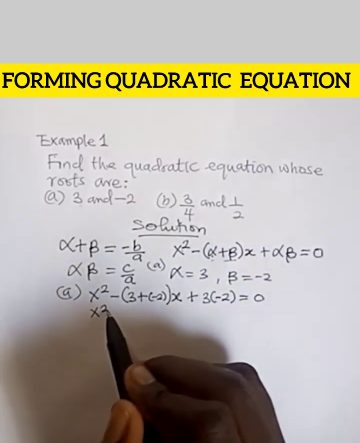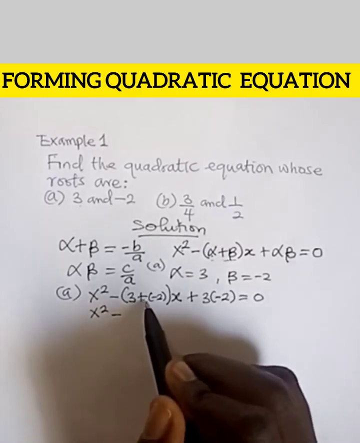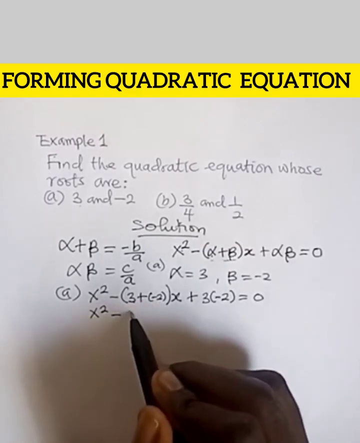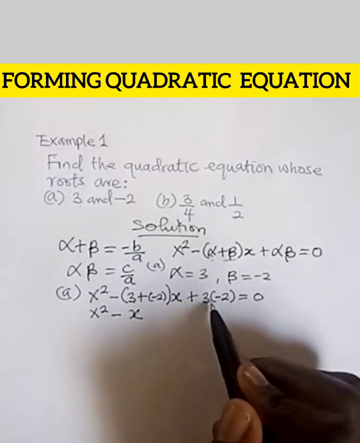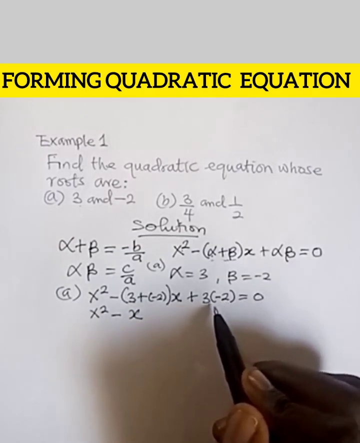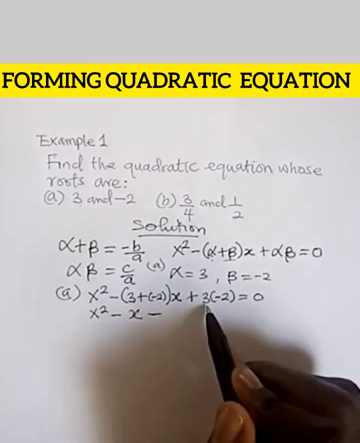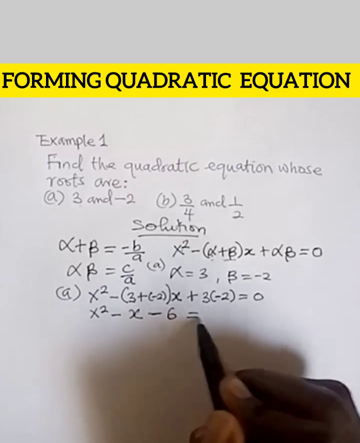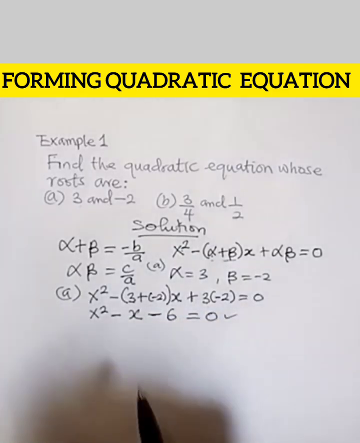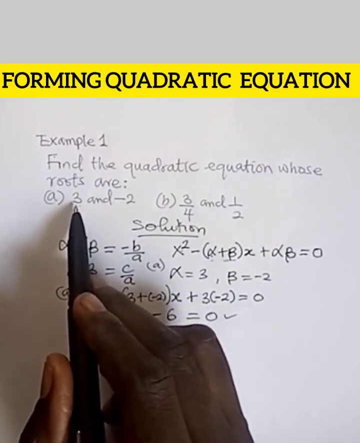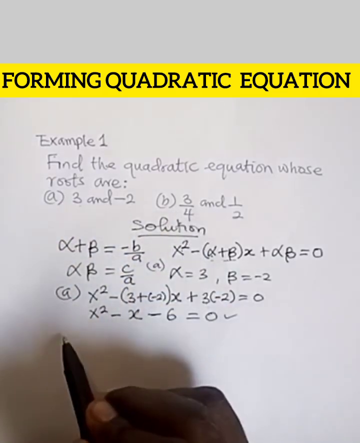Then you are going to have x squared minus, 3 minus 2, I will have 1, then 1 times x, I will have x. Then here I will have 3 times minus 2, which is minus 6. Positive times negative is negative, 3 times 2 is 6, equal to 0. So we've gotten the quadratic equation for the given roots, which are 3 and minus 2. So we go for the b part.